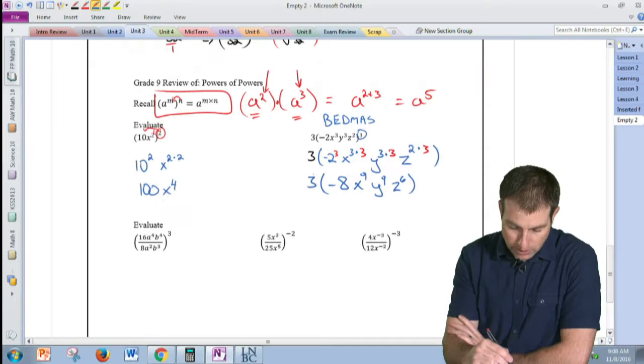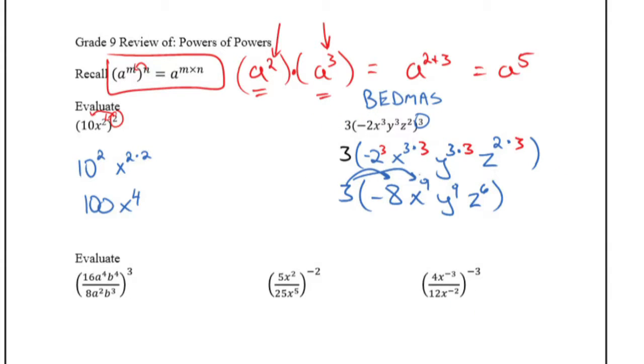Now I could multiply this 3 through everything inside the brackets. I still can, I suppose. 3 times 8 is going to give me negative 24, x to the 9, y to the 9, z to the 6. So that's as simple as that one gets.